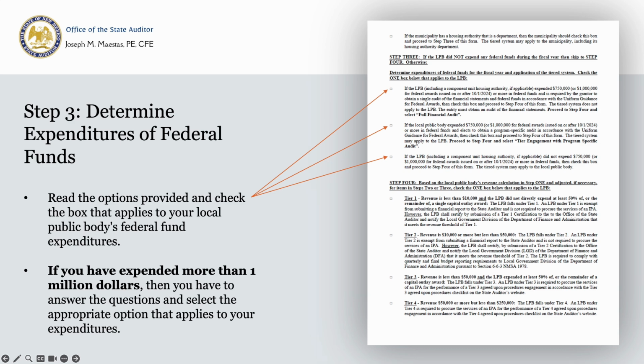Step 3. Determine expenditures of federal funds. If your local public body did not expend any federal funds during the fiscal year, skip to Step 4. Look for the section titled Step 3. If the LPB did not expend any federal funds during the fiscal year, then skip to Step 4. Otherwise, read the options provided and check the box that applies to your local public body's federal fund expenditures. If you have expended more than $1 million, then you have to answer the questions and select the appropriate option that applies to your expenditures.